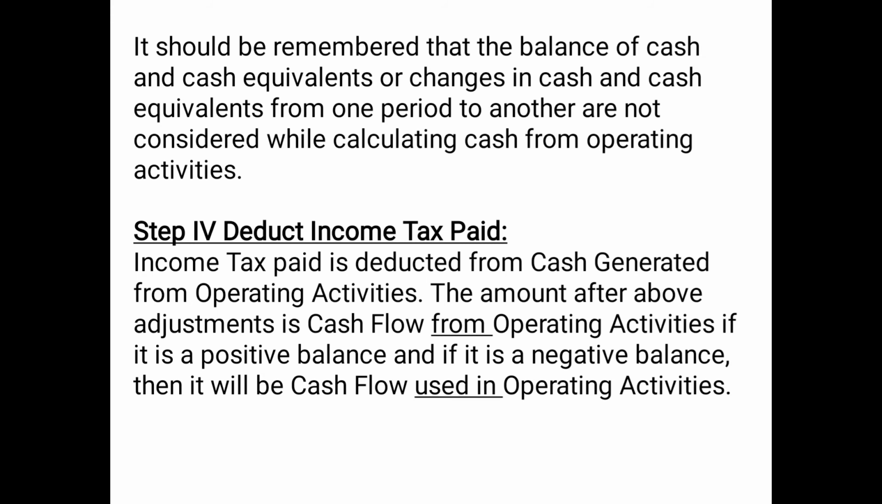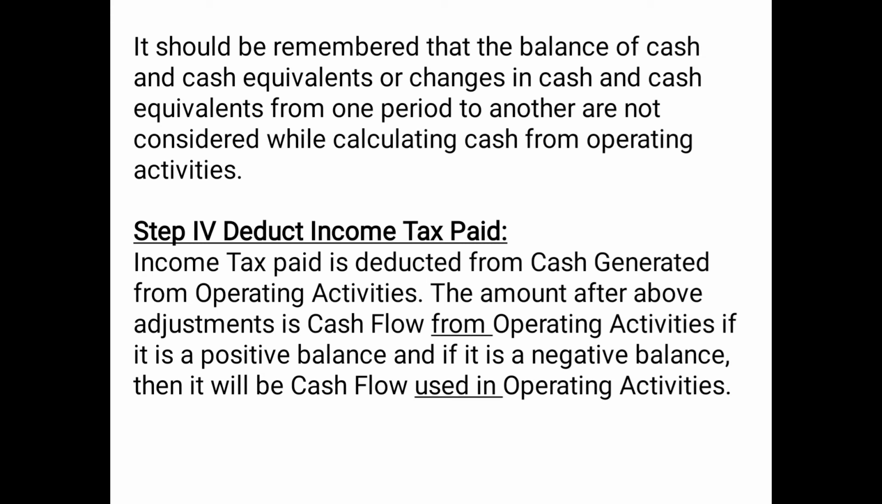It should be remembered that the balance of cash and cash equivalents, or changes in cash and cash equivalents from one period to another, are not considered while calculating cash from operating activities. That means any decrease or increase in the value of cash and cash equivalents will not be counted as an increase or decrease in current asset, because that is shown separately at the end of the cash flow statement. So step 3 we have discussed.